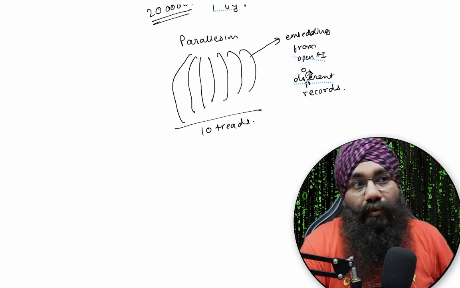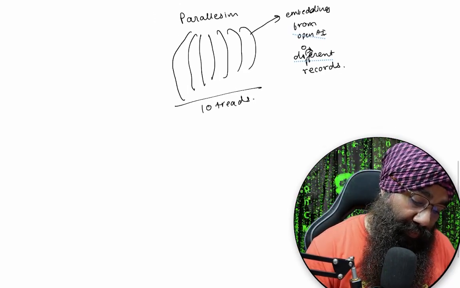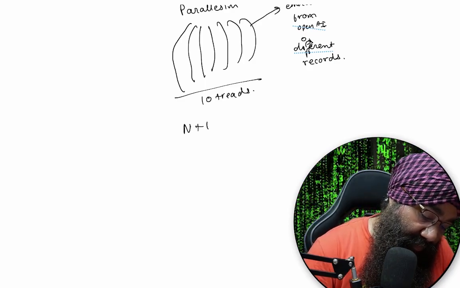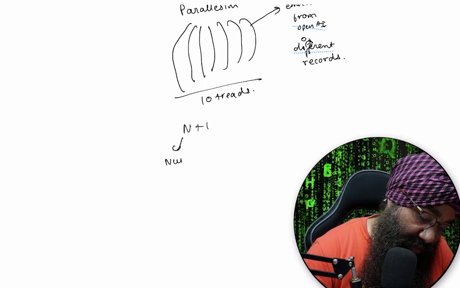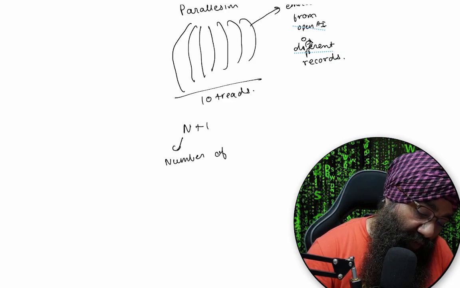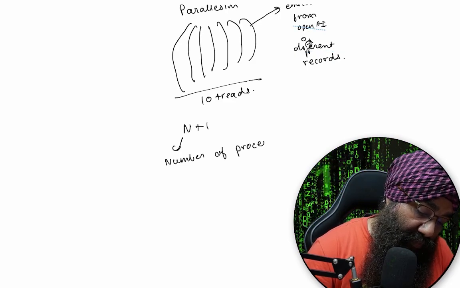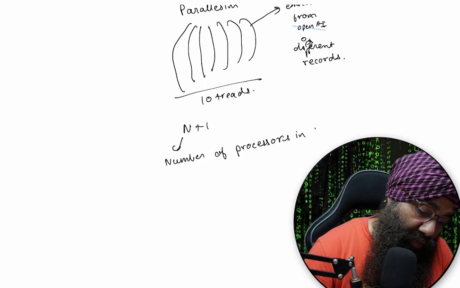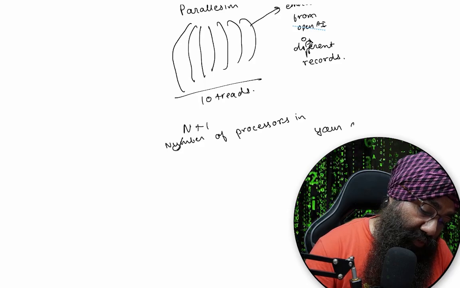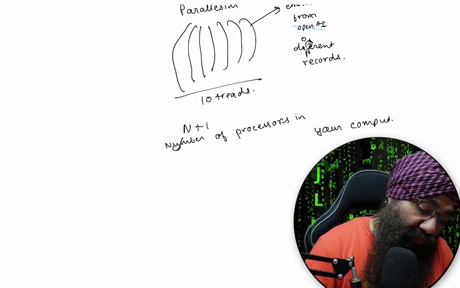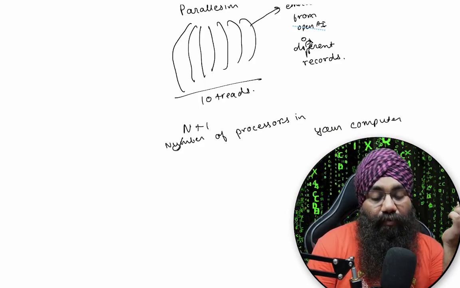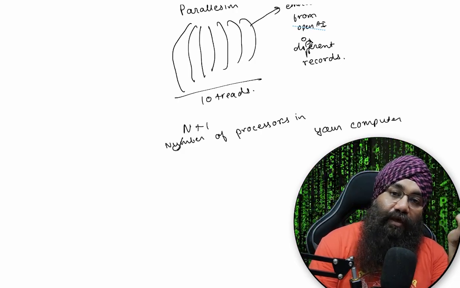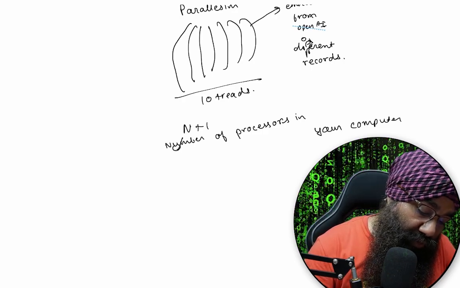There is a rule of thumb for this: you can run n plus 1 threads at a time. What is n? n is the number of processors in the machine where you are running. If you are using your computer, then your computer; if on a server, then the number of processors in the server. So you can create n plus 1 threads at a time. This is a rule of thumb for safe parallelism.